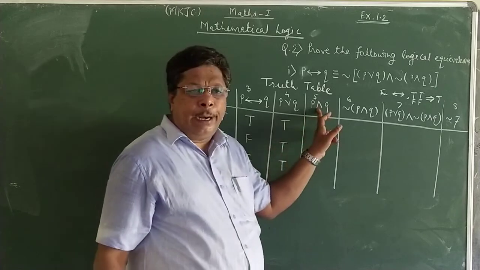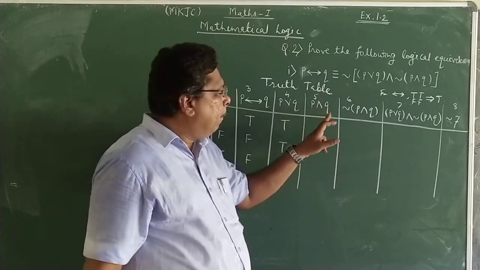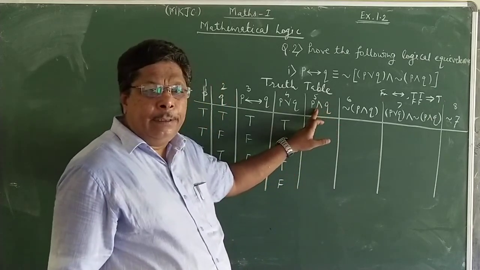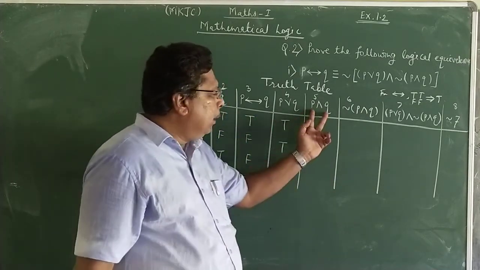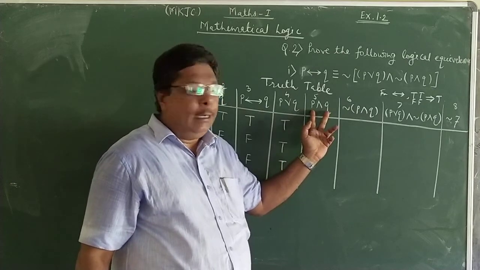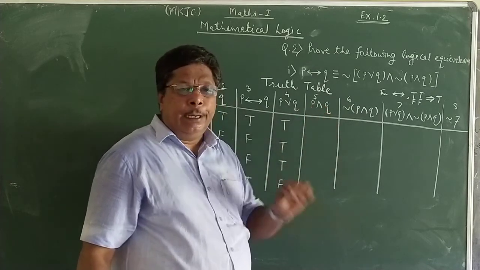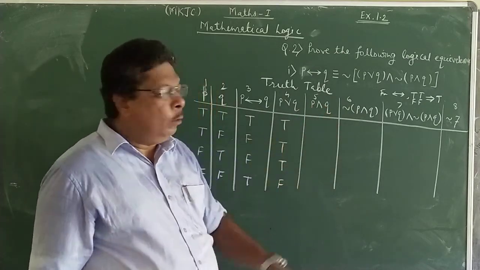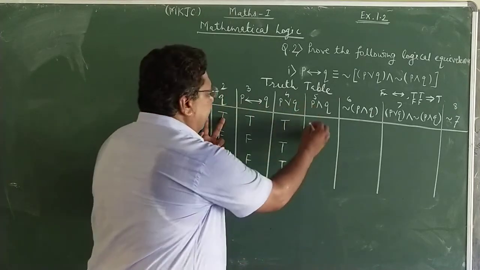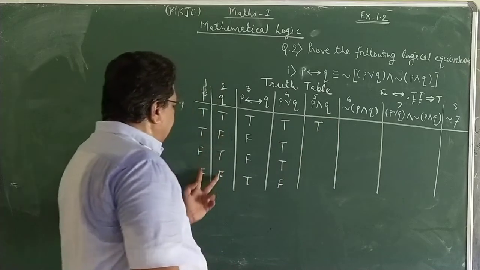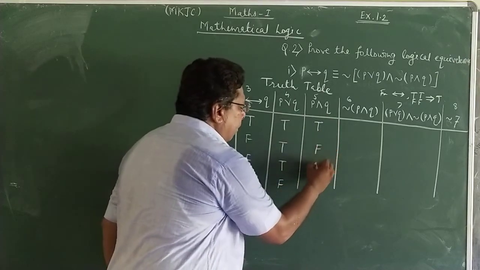Next column number 5, that is P and Q. This is the first connective AND. What is the requirement for the connective AND? If P is true as well as Q is true, then the conjunction P and Q is true. It means the required condition is T, T, T. Both are true, then the conjunction is true. Now this condition is satisfied in the first case, then remaining are false.